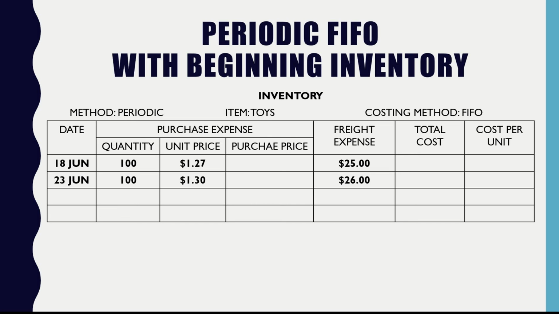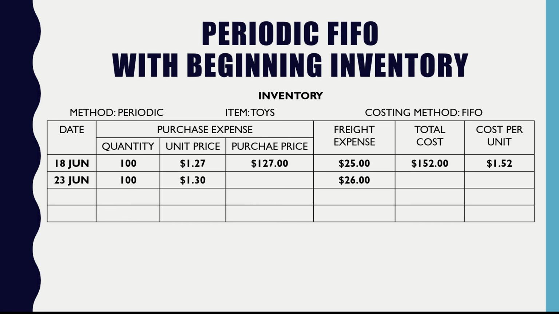In this case, I'm closing out at the end of the month, and these are the purchases that I made since the 15th all the way to the 30th. Once again, you'll begin filling out your purchase price, your total cost, and your cost per item. Here's my total purchase price for the first one: quantity times unit cost gives you 127, plus 25 gives you 152, and we take 152 divided by 100 to give you your cost per item of $1.52.